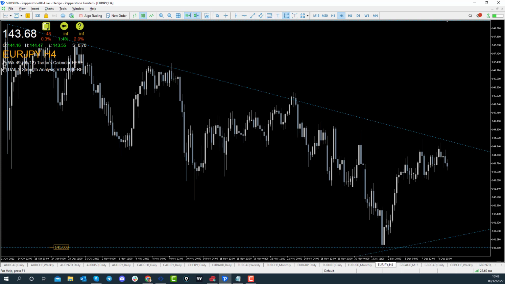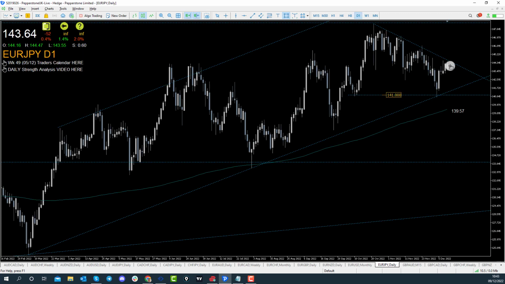In terms of, if the buyers take over, we've almost got this consolidation here. If the buyers take over and break through the trendline resistance, it could open the door to a bigger move up to that 148 handle. Okay, hopefully that makes sense.